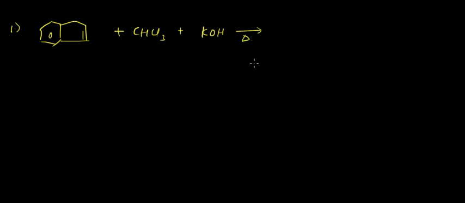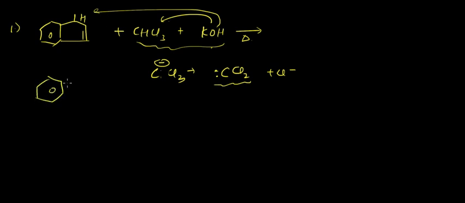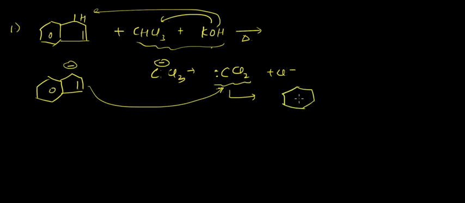What will happen? Again, OH minus will attack the chloroform and we'll get CCl3 minus. This CCl3 minus would form a carbene with the release of Cl minus. Okay, again this OH minus will be acting on this alpha and acidic hydrogen atom and we'll get something like this compound, which is resonance stabilized. This compound will act on the benzene ring and we'll get something like this.